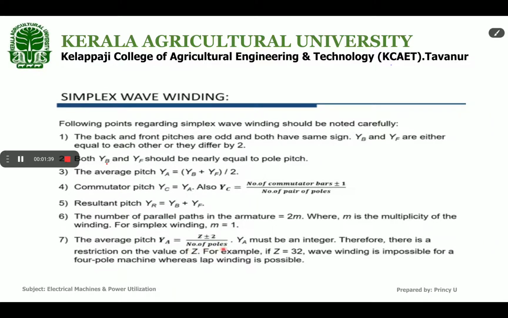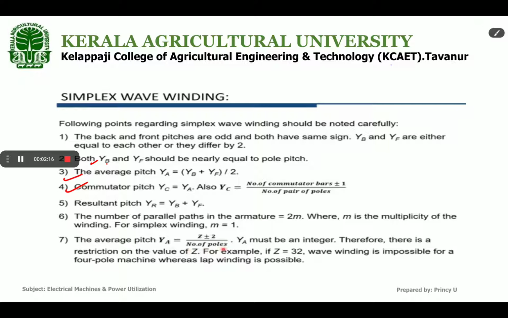Both YB and YF should be nearly equal to the pole pitch. Okay, pole pitch should be equal. And the third one, the average pitch YA is equal to YB plus YF by 2. Okay, YB plus YF by 2. Then the commutator pitch, that is YC, should be equal to the average pitch. Actually the commutator pitch is calculated as number of commutator bars plus or minus one, by number of pairs of poles.